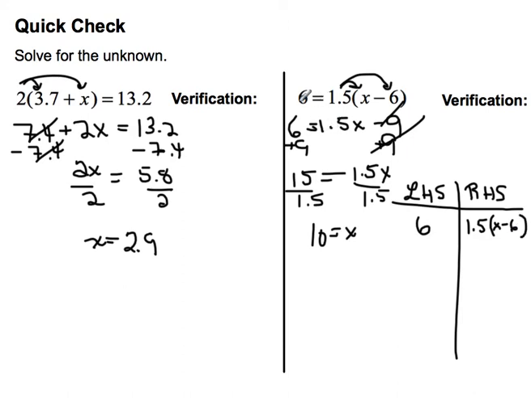So on the left-hand side now is just the 6. On the right-hand side is 1.5x minus 6. So I'm just going to substitute that 10 in for x. I get 1.5 times 4, and 1.5 times 4 is 6. I have the left-hand side equal to the right-hand side. I did it great.